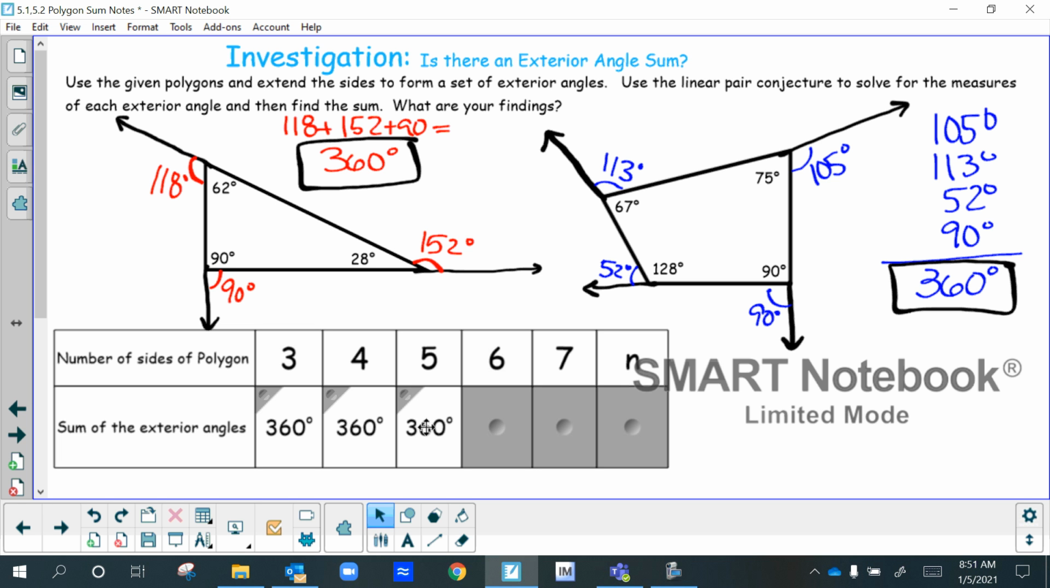So for the pentagon, guess what? It's going to be 360 as well. Okay, so it's going to also be for that. And so for any polygon, it's going to be that. And let me show you why.